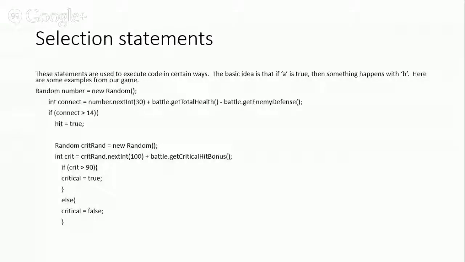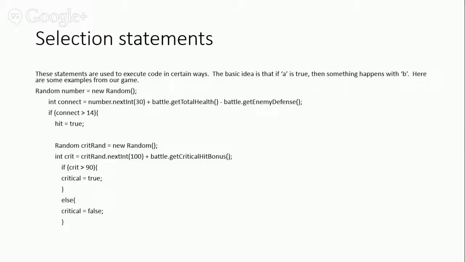So we're going to start here with selection statements. These statements are used to execute code in certain ways. The basic idea is that if A is true, then something can happen with B. Some examples from our game: this actually here is from our battle control function, or our battle control class.